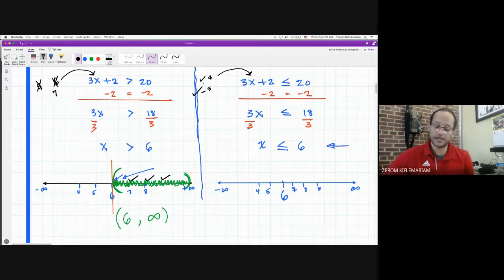But on the right side, what about 7? 3 times 7 is 21. 21 plus 2 would be 23. Is 23 less than 20? That would be false. So any number on the right side would be rejected.